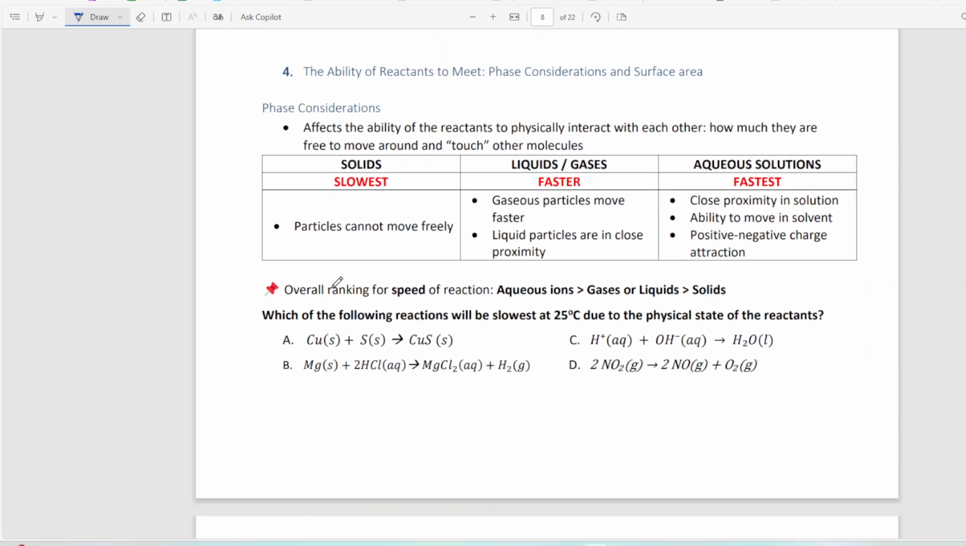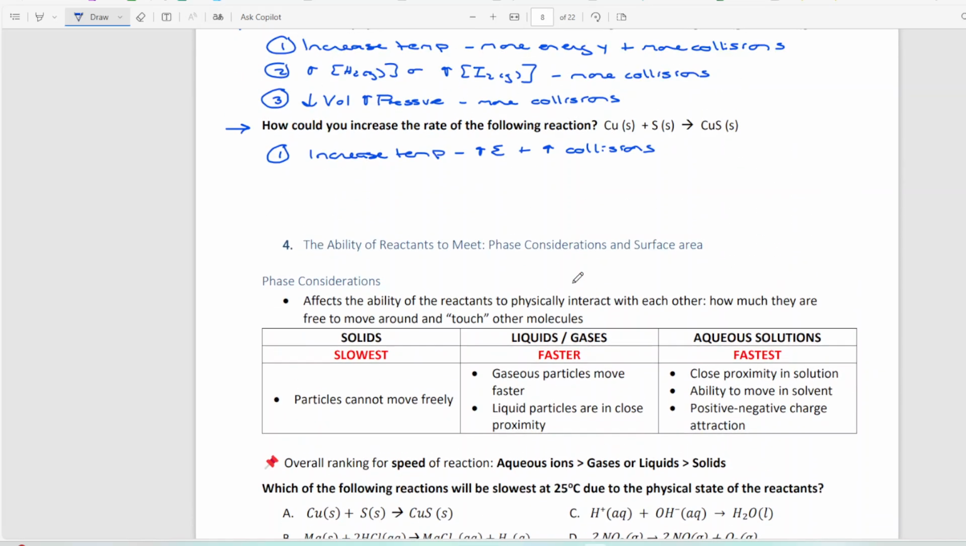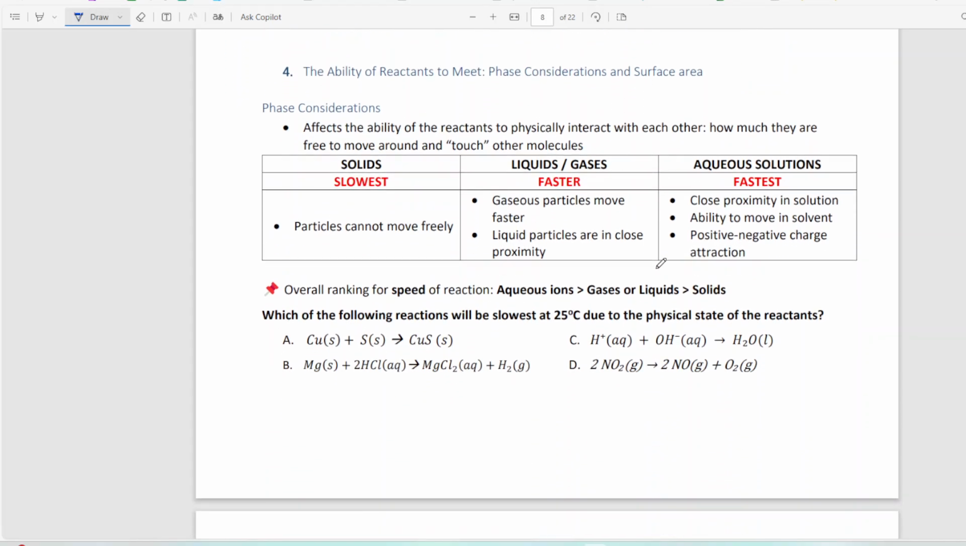The next thing is just the ability of reactants to meet. So this is talking about collisions. You need collisions to happen, but you need the reactants to actually meet each other. So if you think about this last reaction we did, we had copper and sulfur as solids trying to react to become copper sulfide. Would that really happen? Like if you had two blocks of solids sitting near each other, are they really going to react? No, you'd probably have to increase the temperature to get them to do anything, because the particles are kind of trapped in a solid. They're moving, but they're trapped.